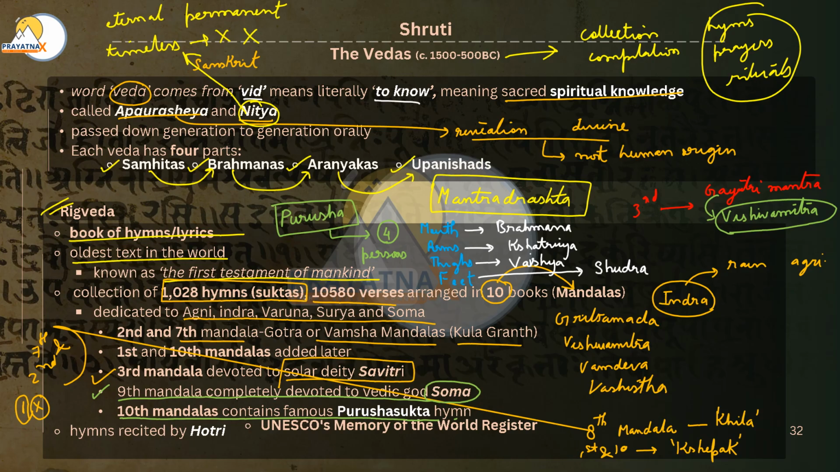Another thing would be that the 10th mandala contains 129 hymns about the origin of the universe. This is known as Suktam.